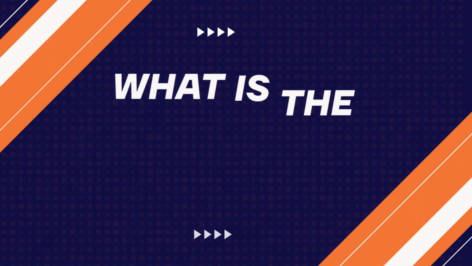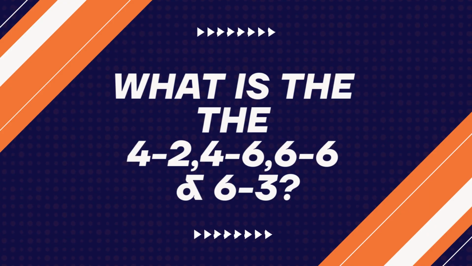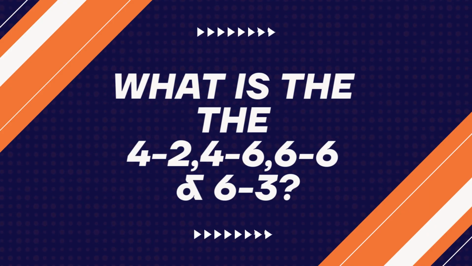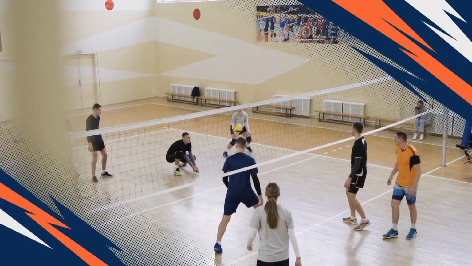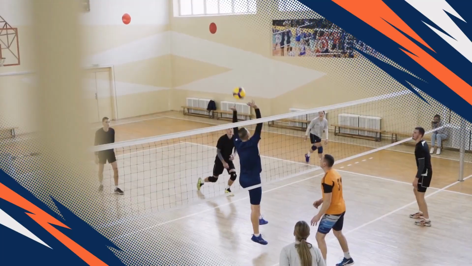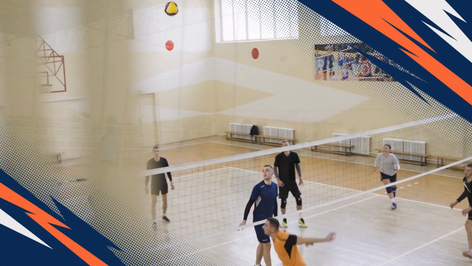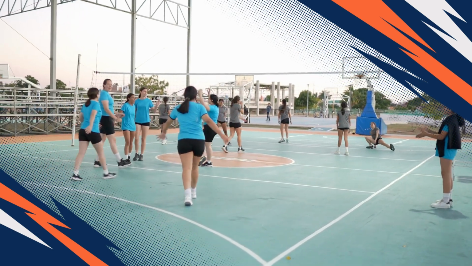In this video, we're breaking down some of the most obscure volleyball offenses, including the 4-2, 4-6, 6-6, and 6-3 systems. I'll explain how each offense works, who sets the ball, and why these systems exist, and when, if ever, you might actually use them. If you want a deeper understanding of volleyball strategy beyond the basics, this one's for you.